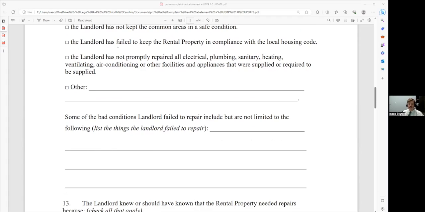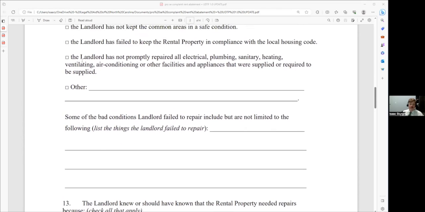This one says the landlord has failed to keep the property in compliance with the local housing code. So in addition to having to keep the place fit and habitable, if the tenant lives in a city or a county where they have a housing code, not all of them do, and the landlord has violated that housing code, or they haven't kept their property up to code, as we say, that's also a violation of the law.